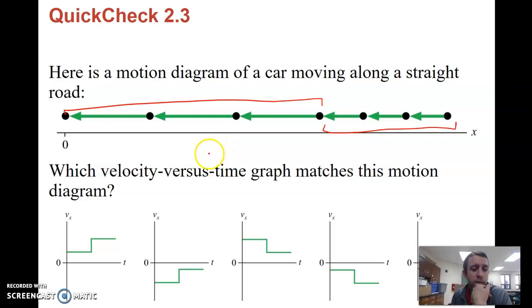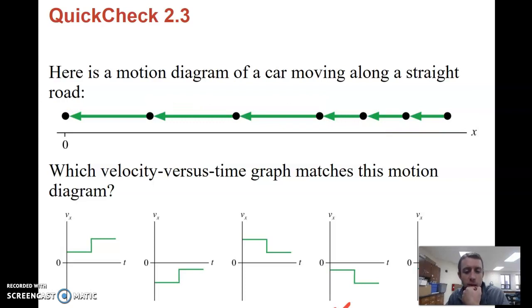Well, is this positive velocity or negative velocity? That's the first thing we should ask. And it is negative velocity because it's moving to the left. All right, so which graph could match this motion? Well, it has to be negative velocity. And when we look at that, you would say that D is the correct answer.